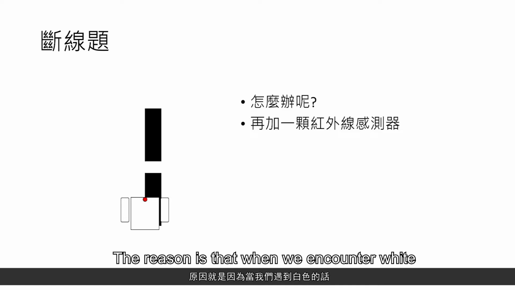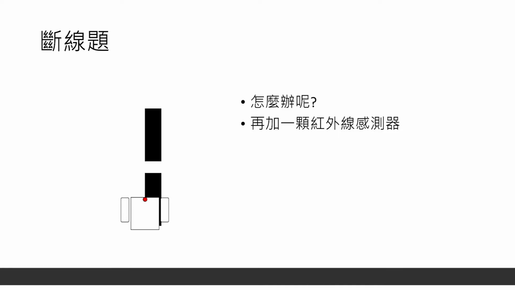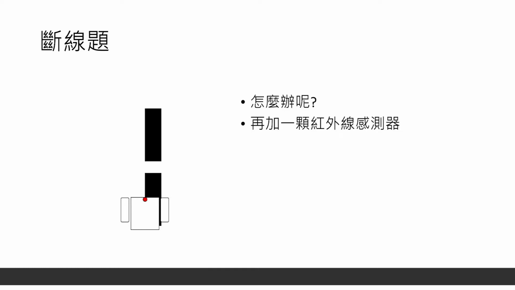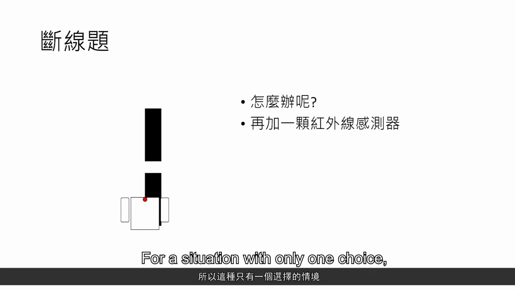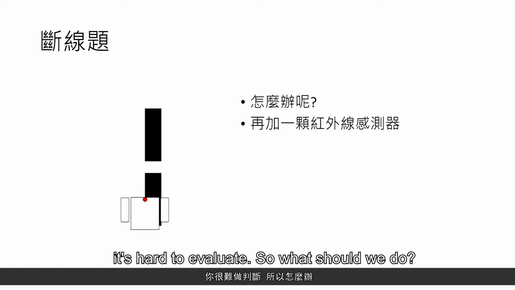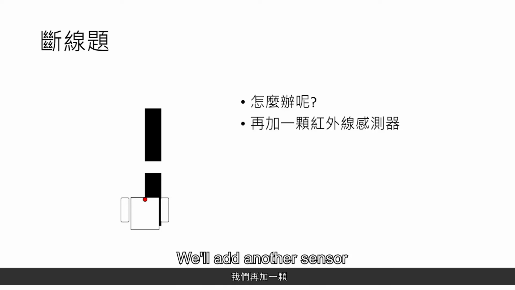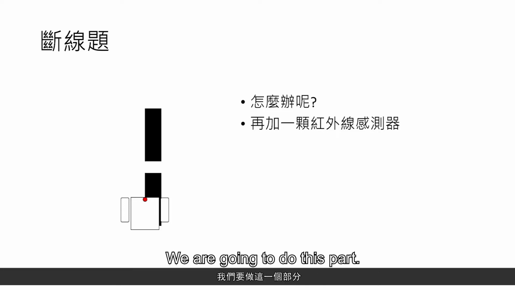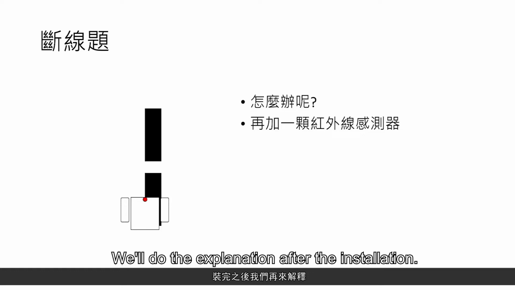The reason is that when we encounter white, we only have one choice, which is to move towards the black line. For a situation with only one choice, it's hard to evaluate, so what should we do? We'd add another sensor to assist, having two options. To assist in the evaluation of whether it is a broken line or it is moving away from the black line. We're going to do this part. First, we're going to install the second infrared sensor. We'll do the explanation after the installation.